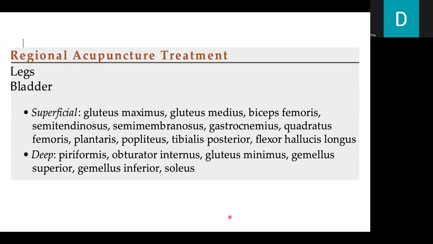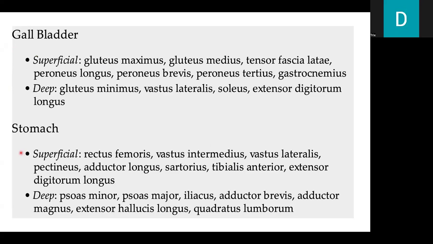The regional acupuncture treatment, the legs and bladder. For superficial, it's in the gluteus maximus, gluteus medius, biceps femoris, semitendinosus, semimembranosus, gastrocnemius, quadratus femoris, plantaris, popliteus, tibialis posterior, and flexor hallucis longus. For deep, it's piriformis, obturator internus, gluteus minimus, gemellus superior, gemellus inferior, and soleus.